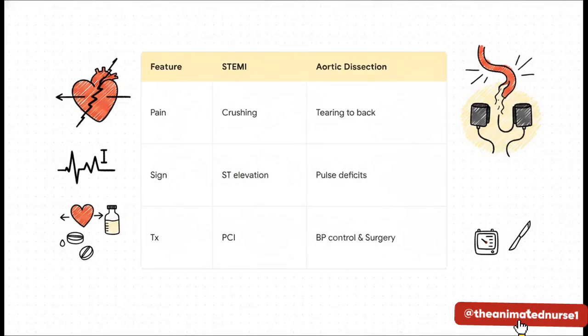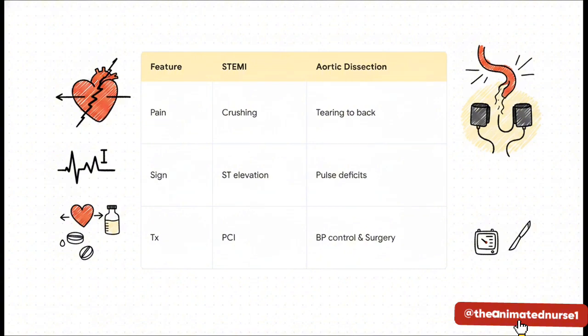These two distinct clinical presentations dictate entirely opposite emergency treatments. If someone has crushing substernal chest pain, maybe it's radiating to their left arm or jaw, and you're seeing ST elevation on an ECG, well, that screams acute STEMI. And for a STEMI, time is myocardium. You need to move fast with primary PCI, aspirin, nitroglycerin, and anticoagulation.